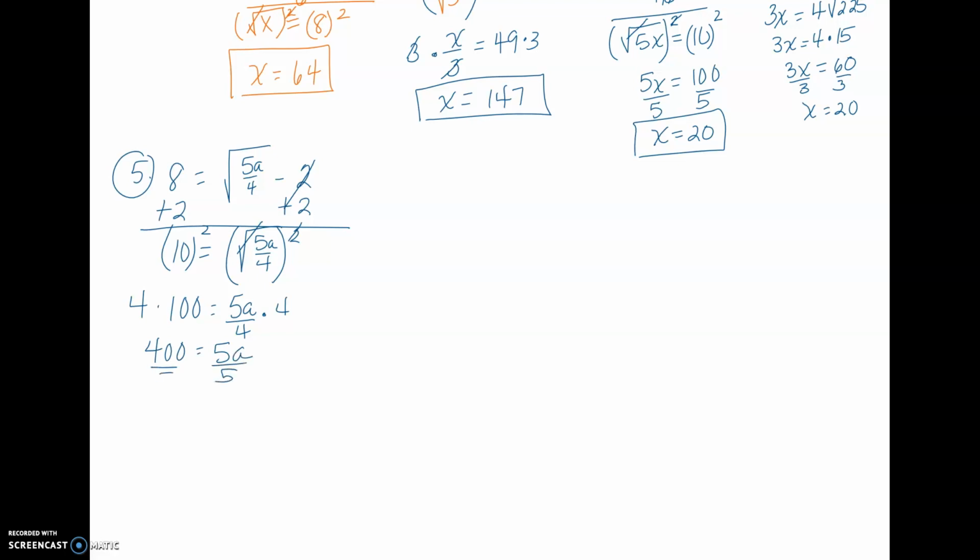When I divide by 5, I get 80 equals a. All right, number 6.